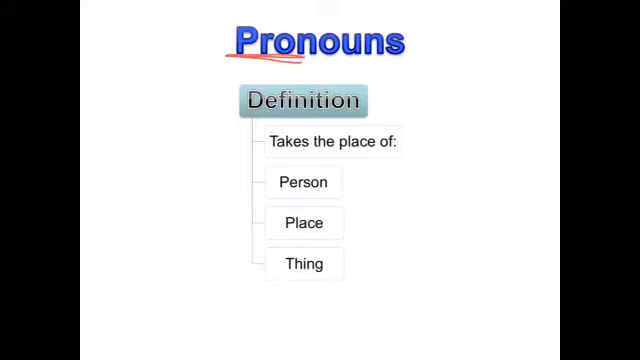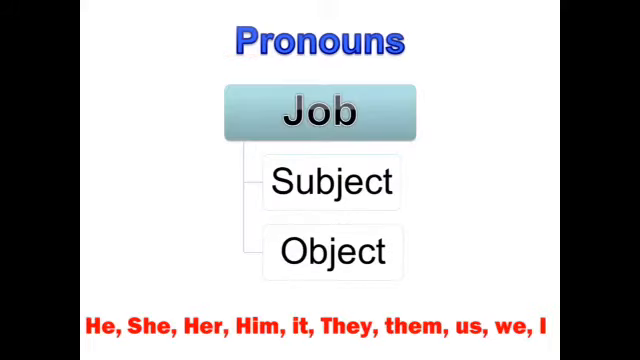All right, definition. It takes the place of a person, a place, or a thing. Essentially, it just replaces them. So you're going to be replacing a person, place, or thing. You should know this once again. Its job, same thing as a noun. It is going to be the subject of a sentence, or it is going to be the object of a sentence. One of those two things.